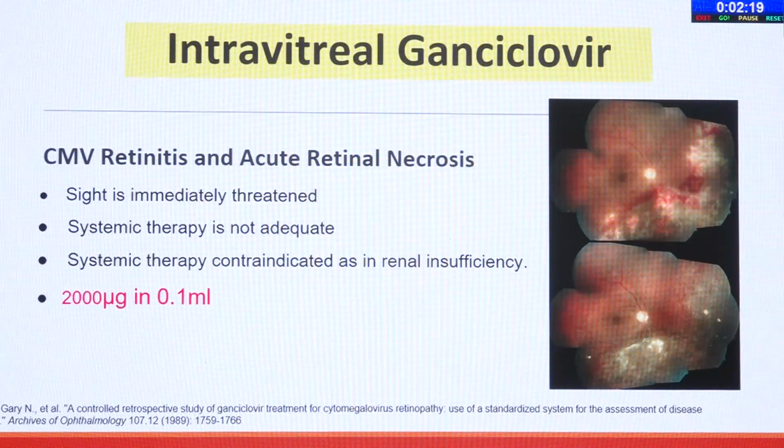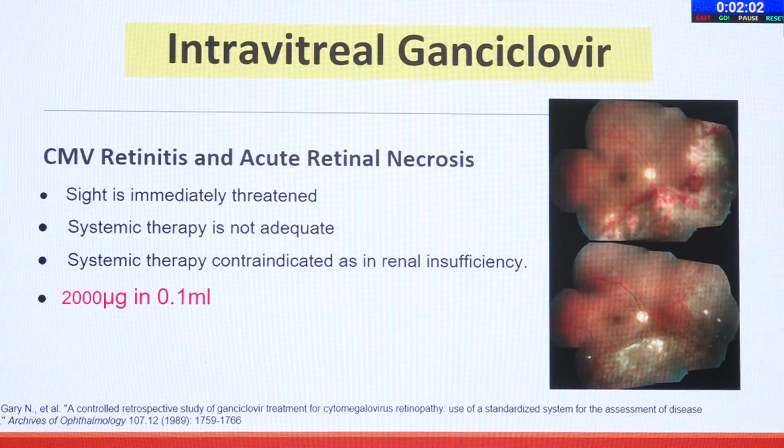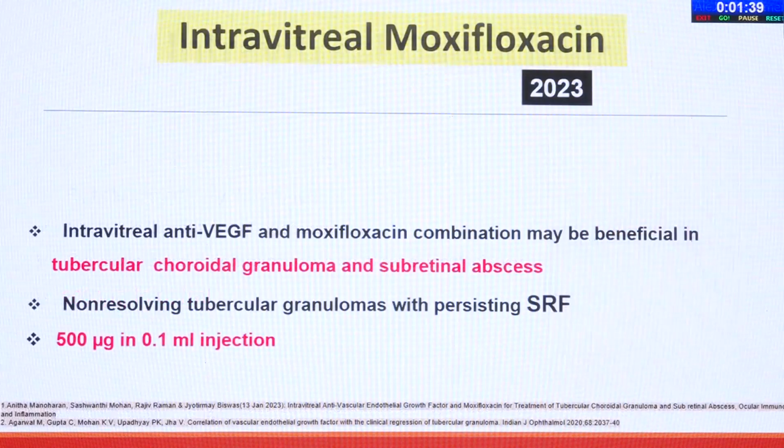Intravitreal ganciclovir is a great weapon. In case of CMV retinitis, it is the best modality of treatment, and this will be followed by oral valganciclovir. In acute retinal necrosis, along with the intravenous acyclovir or intravenous ganciclovir injections, you should give intravitreal ganciclovir because it reaches very high concentration and saves the retina. It is useful where systemic therapy is contraindicated, as in renal insufficiency. The dose is 2000 microgram in 0.1 ml. We have given 4000 microgram in 0.1 ml in some cases of AIDS with CMV retinitis.